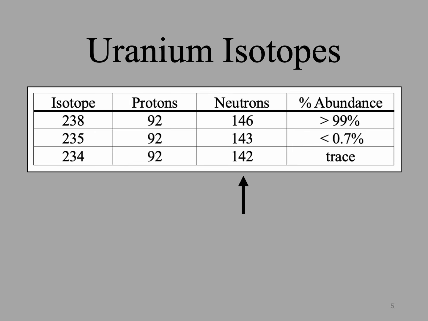The 3 isotopes of uranium, 234, 235, and 238, all have 92 protons in their nuclei and 92 electrons in orbit around the nucleus. But uranium-238, which accounts for more than 99% of natural uranium, has 146 neutrons in its nucleus, compared with 143 neutrons in the rare uranium-235, which accounts for less than 0.7% of natural uranium. The even rarer isotope, uranium-234, has 142 neutrons and is found only in trace amounts of natural uranium.